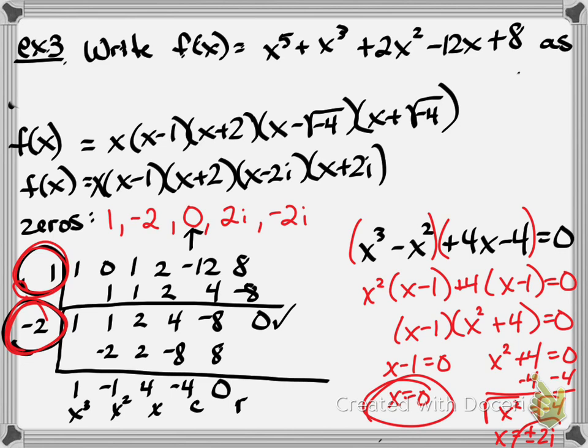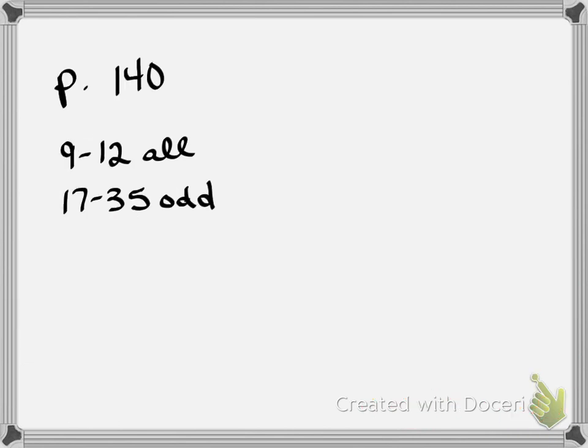Your homework for tonight will be 9 through 12 all and 17 through 35 odd. Somewhere around 20 problems. And let's just take out 9 through 12 all. And let's just do 17 through 35 odd. Alrighty, good luck.